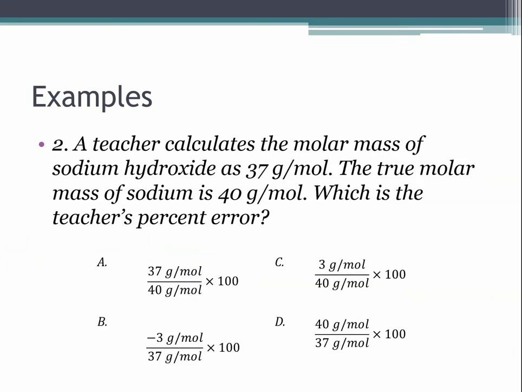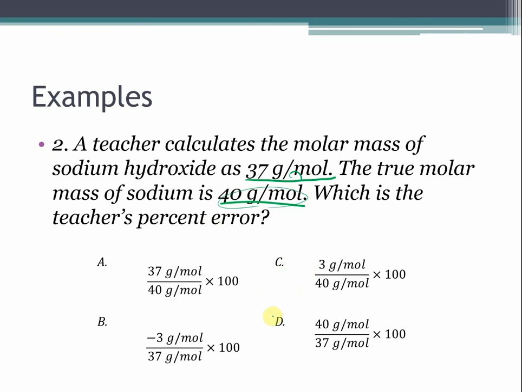Example number 2 says a teacher calculates the molar mass of sodium hydroxide as 37 grams per mole. A lot of this looks unfamiliar. We're going to learn this very soon, so get excited. So the teacher calculated 37. The true molar mass is 40 grams per mole. So again, this is our experimental value here, and this is our accepted value here. And we want to find the percent error.